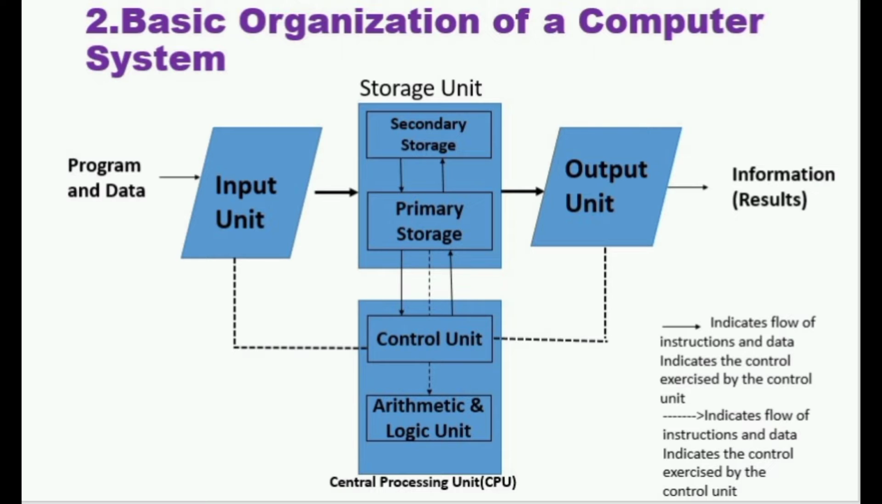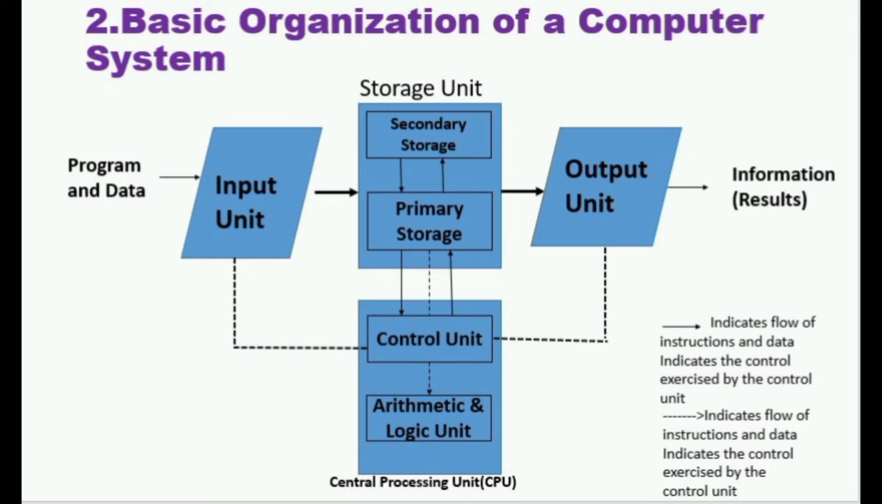Then it goes to the control unit and arithmetic logic unit. In the arithmetic and logic unit, all the mathematical calculations take place. Then it goes to the output unit, and in the output unit it processes the information. Here the control unit and arithmetic logic unit together are called the central processing unit. There may also be questions about who is the brain of the computer. So the CPU, the central processing unit, is the brain of the computer.